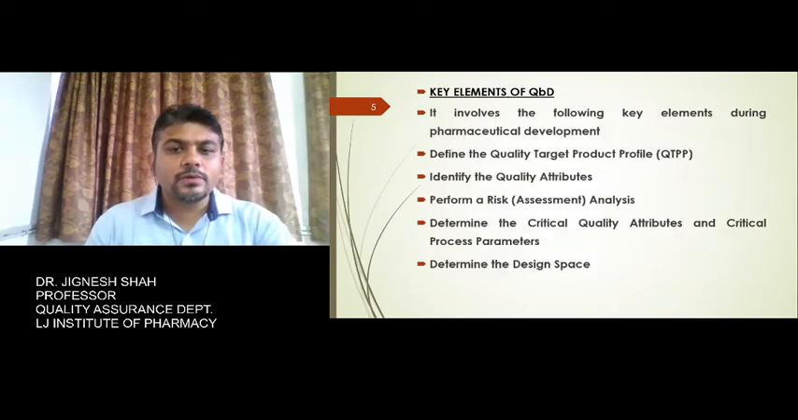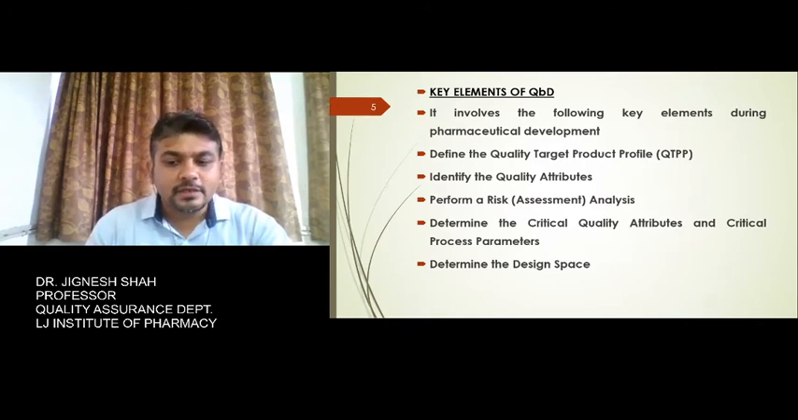Now, after going through the objectives, we will move forward towards the key elements of quality by design. One should also know which are the main elements of quality by design. It involves the following key elements during the pharmaceutical product development. The first is one should define the quality target product profile, means what quality a person is targeting in their particular product. Identify the different quality attributes in that product.